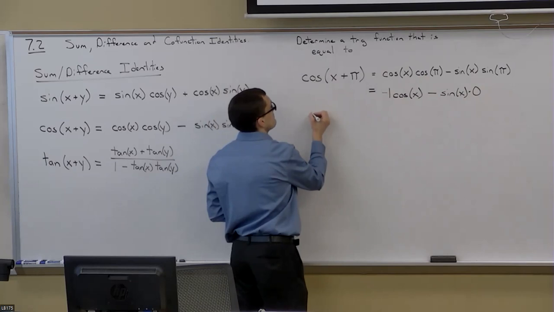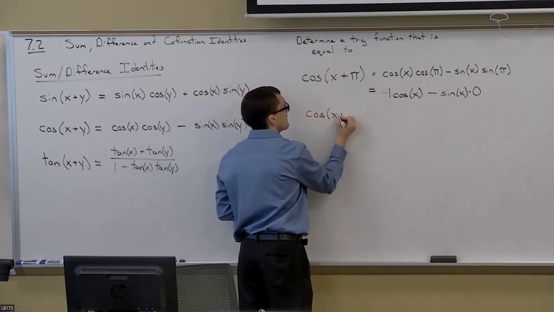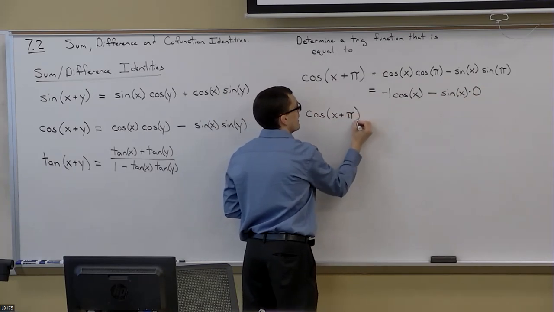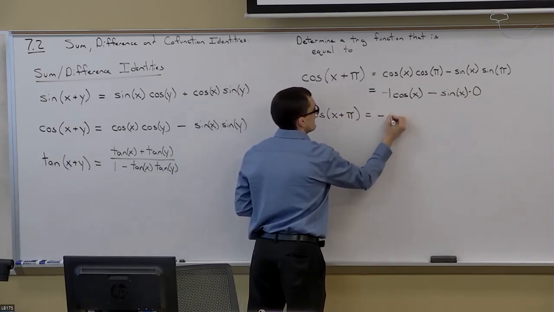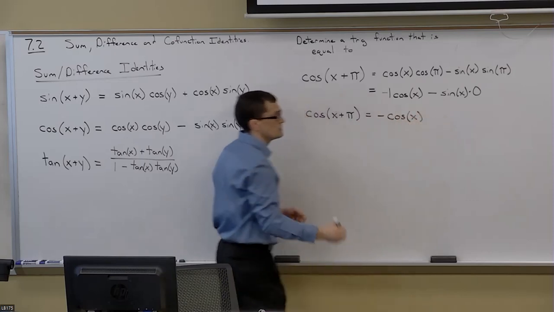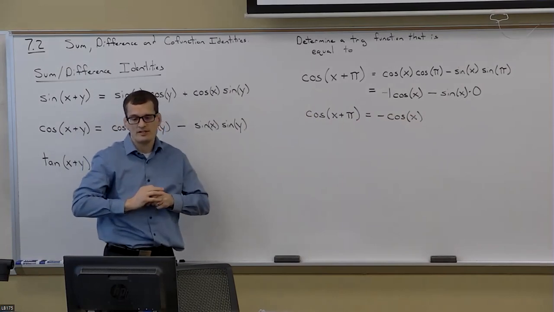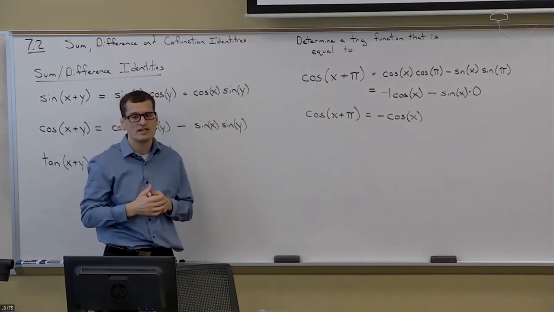So what's the trig function? Well, cosine of x plus pi is actually negative cosine of x. So if you shift cosine over by pi units, you get negative cosine.